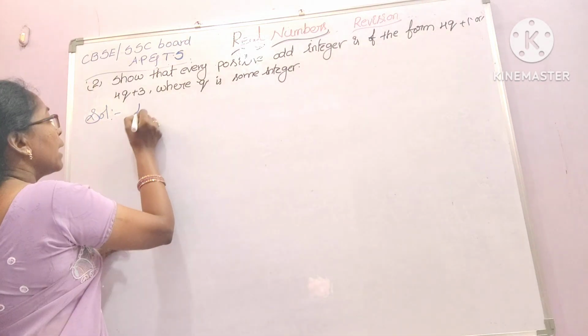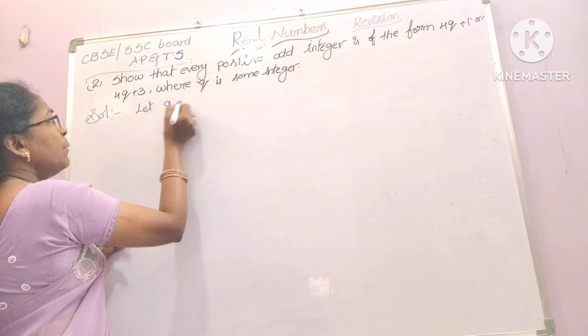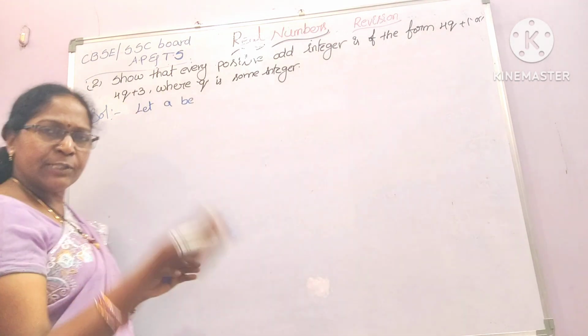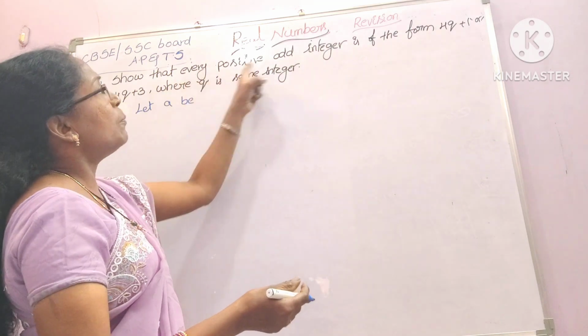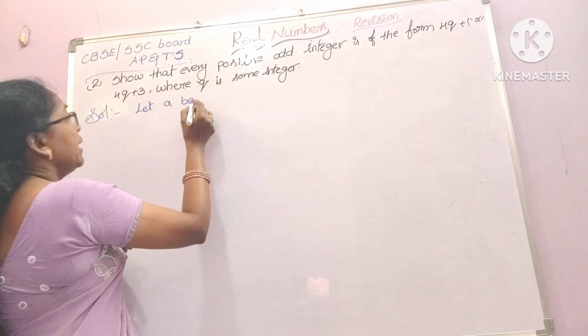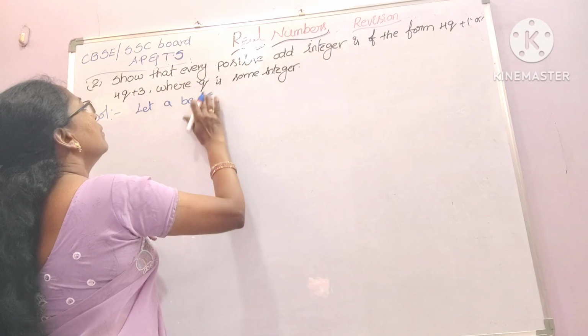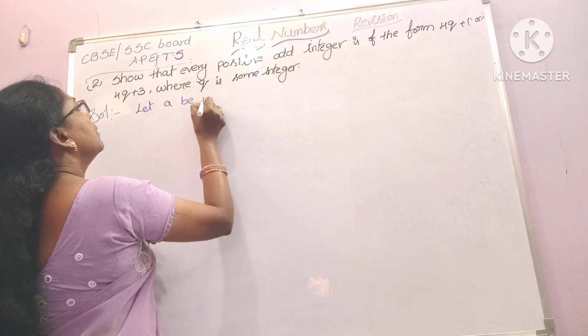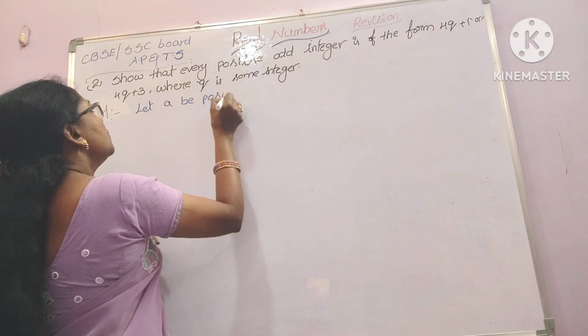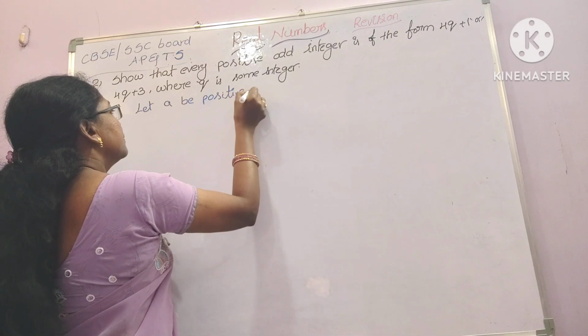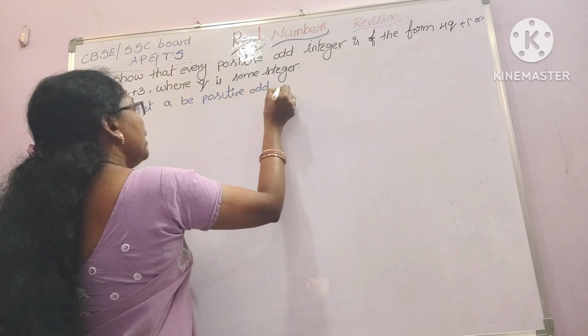Now, first you have to assume, let a be, you have to assume a be, what is that? Every positive odd integer. Let a be a positive odd integer.